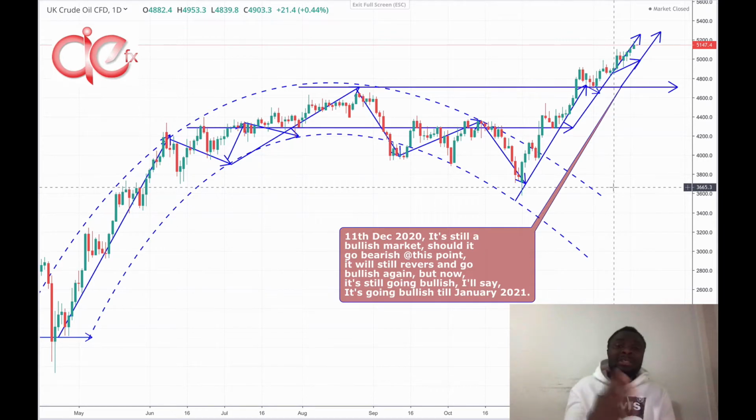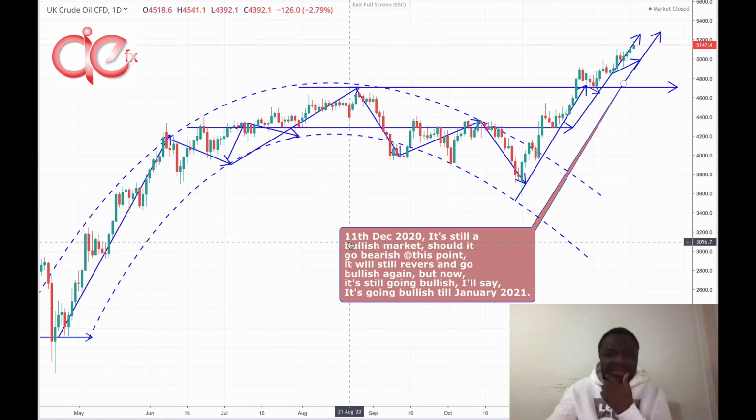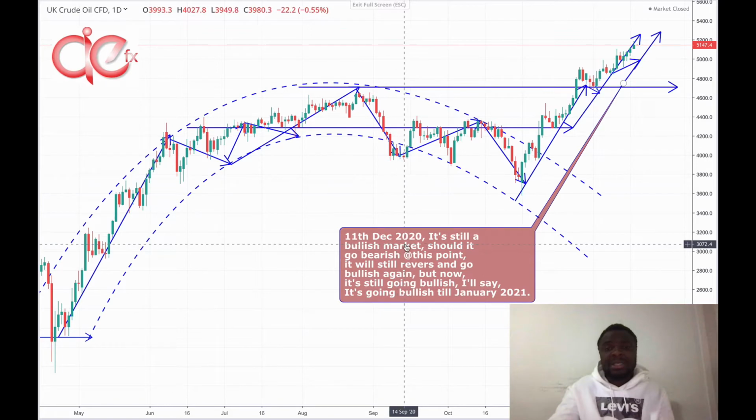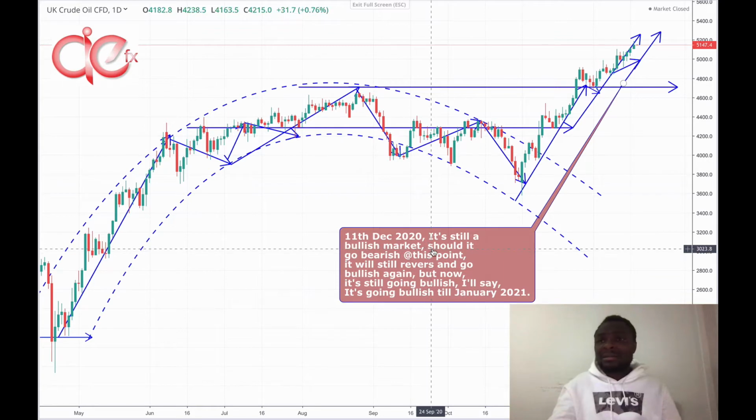So people, my point is that should you look at the market, you know the market is going in the exact direction that I said it would go. Should you check this, this is December 11th. I think the last time I did this was December 11th. Today is the 17th, so that was like six days ago.